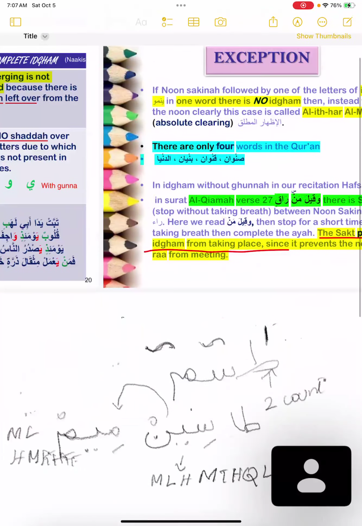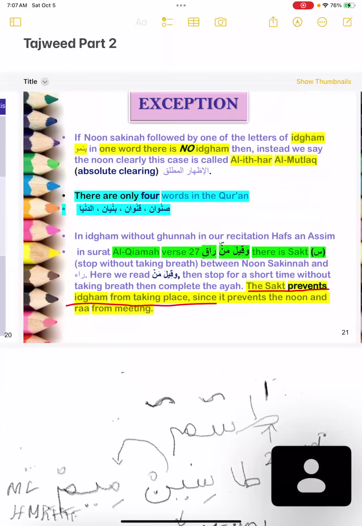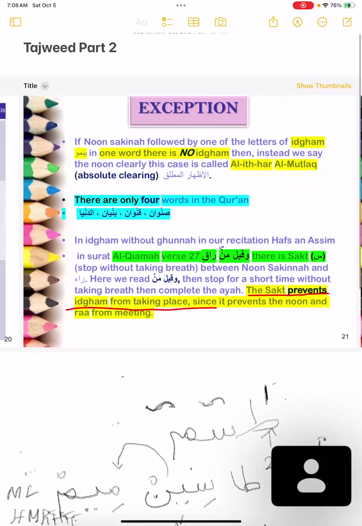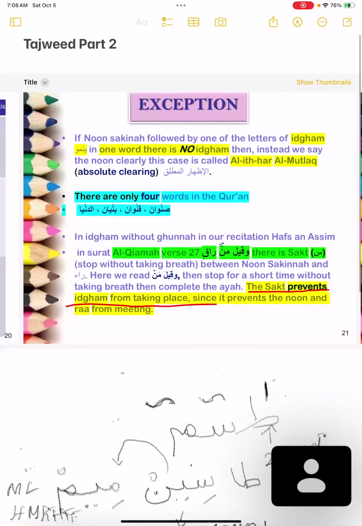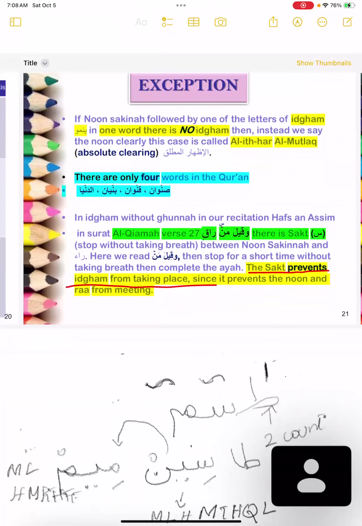Okay. There are exceptions to the rule of idgham naqis. If noon sakina is followed by one of the letters of idgham in one word, there is no idgham. This is called idhar mutlaq. Then instead we say the noon clearly, and in this case it is called idhar mutlaq. And there are four words in the Quran where you have an idhar mutlaq.